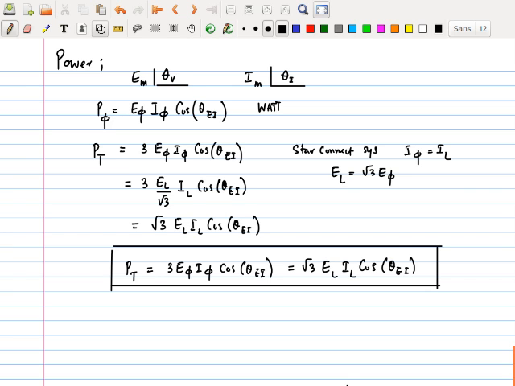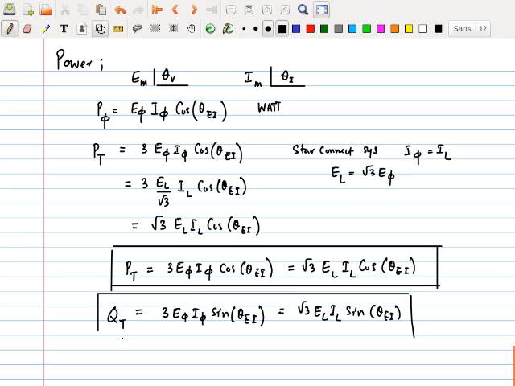Now, can you tell me the expression here? What would be the reactive signal power? Now, you don't have to be a genius to say that. This is going to be equal to 3 times E phi I phi, rather than cosine, you will have sine. I don't even have to prove it. Then this would be root 3 times ELIL and sine of theta, the angle between E and I. I don't even have to prove it, but you know by default that's what you're going to get.